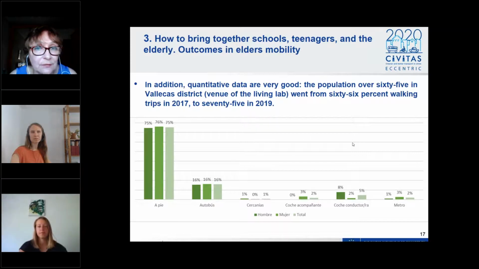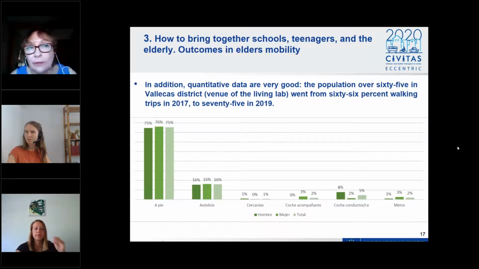In addition, quantitative data were very good. The population over 65 in Vallecas district, that was the venue of the Living Lab, went from 66% walking trips in 2017 to 75% in 2019, in only two years. That is very successful. Many people were encouraged to walk more and more.